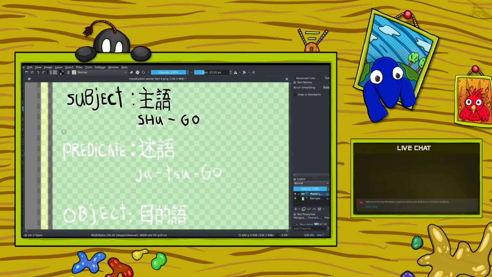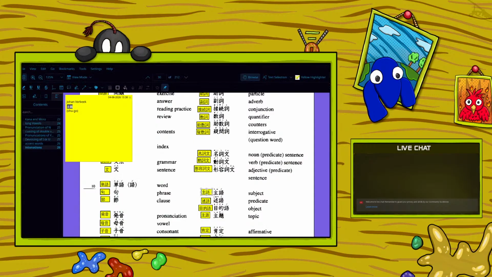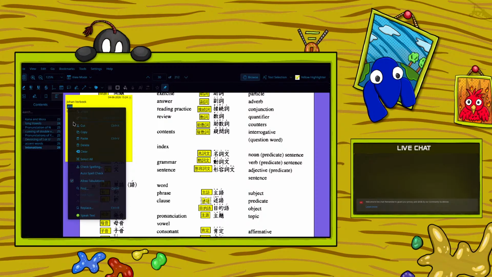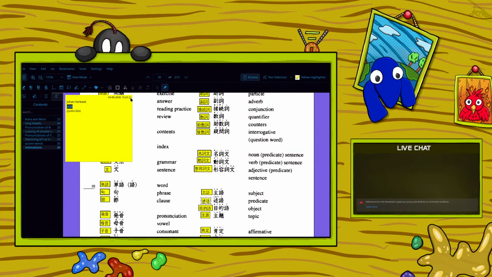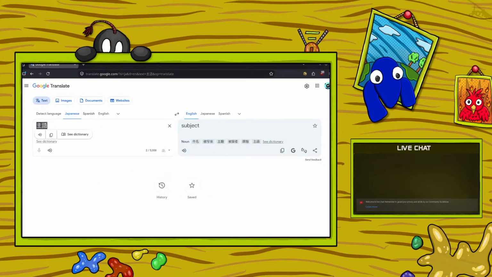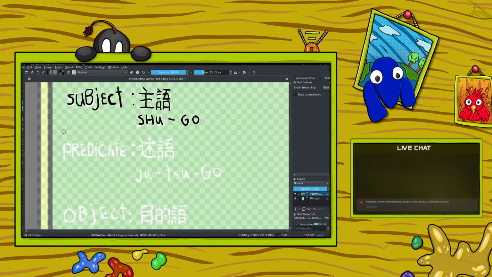So let's go with that one and doing it again. Because we have Shugo, and now we're going to go for the next one, which is then predicate. So we're just going to copy this. Not touching anything else because, well, you know, we don't want to hurt anything. So now we have predicate. 述語. Yes. Jutsugo. Alright. Jutsugo. Yes. Jutsugo.